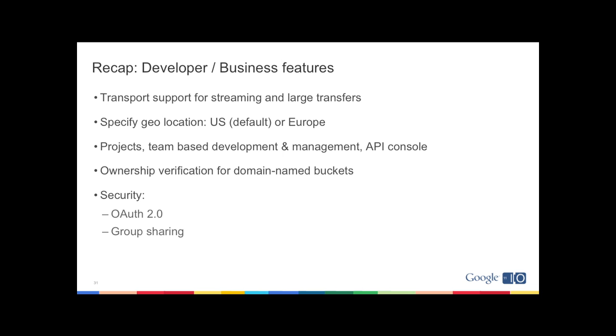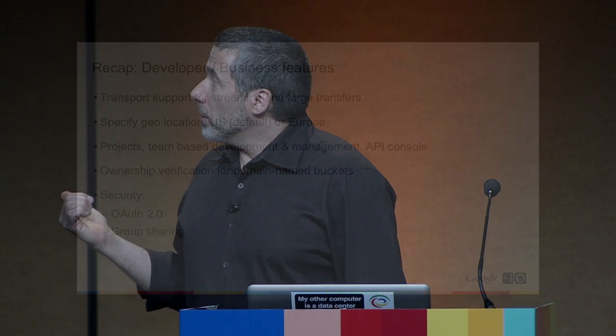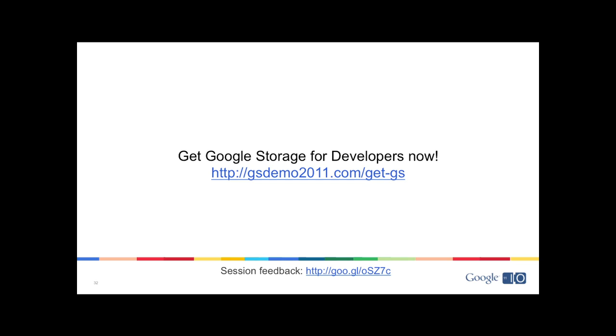Okay, so just a recap of some of the business developer-oriented features that we've announced and talked about today. Support for large and streaming transfers, the ability to specify an additional location in Europe, projects and team-based development via Google's API console, ownership verification for domain name buckets, and then finally security, both OAuth2 and group sharing.